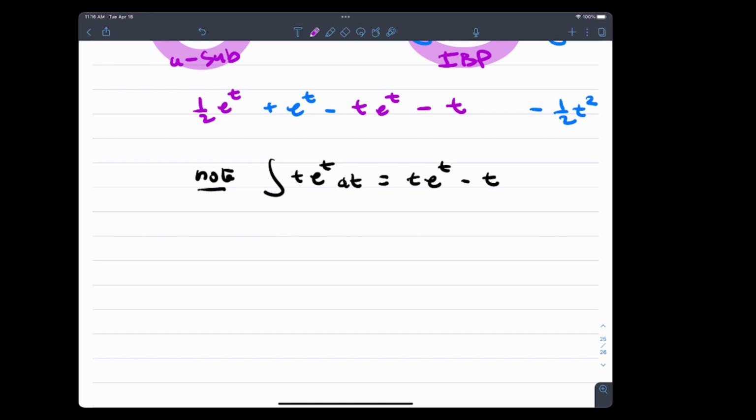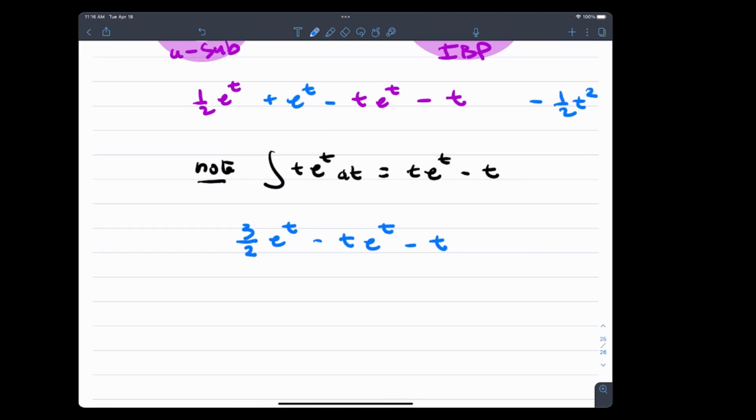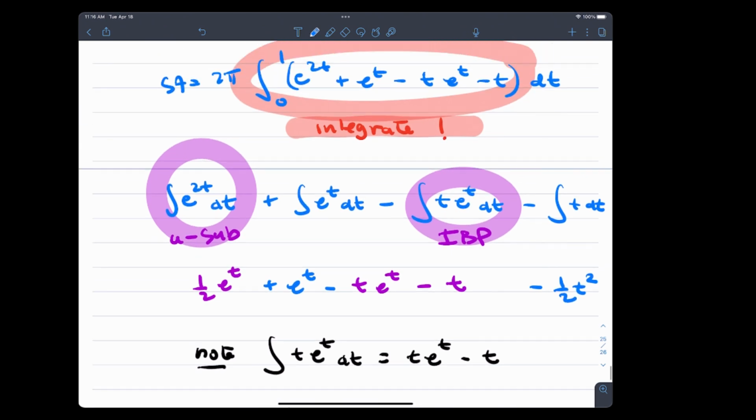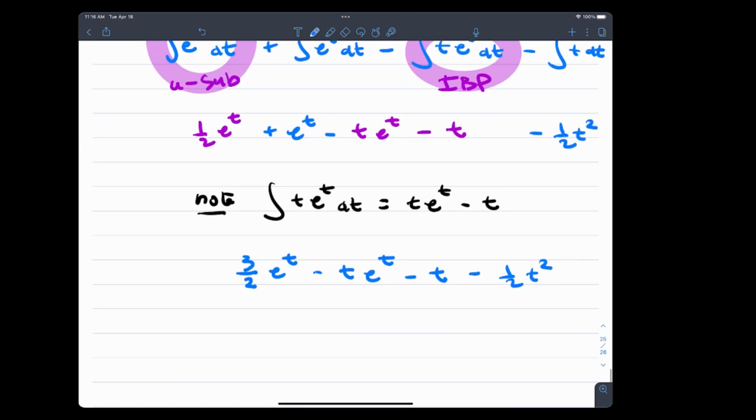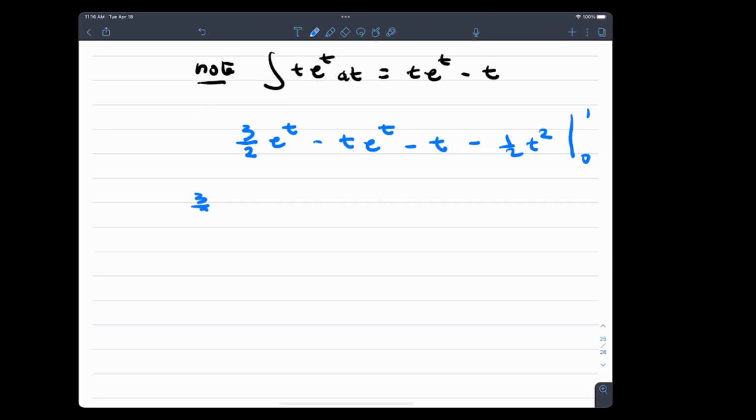So I'm just, oh yeah, I think we could combine these two terms here. Isn't that going to be, here's what we're going to get: 3/2 e^t minus t e^t minus t. And then, oh, I think, is that a minus 1/2 t squared? I think so. Anyway, let's not forget, we're going to have to integrate that from what? 0 to 1.